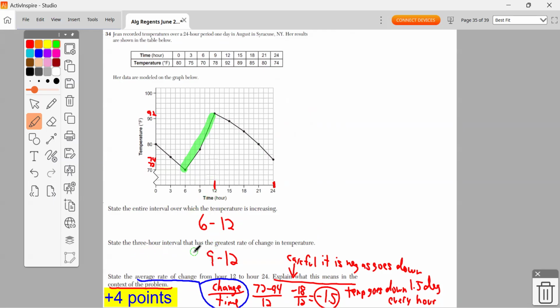State the 3-hour interval that has the greatest rate of change. The greatest rate of change is the steepest part of the graph. The steepest part of the graph is right here. I should probably use a different color. The steepest part of the graph is right here in between hour 9 and hour 12. Now, the greatest rate of change could be going down as well. Could be the steepest part going down as well, but that's the steepest part of the graph in between 9 and 12.